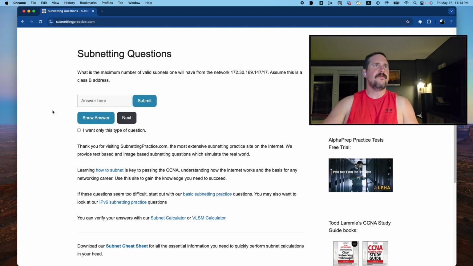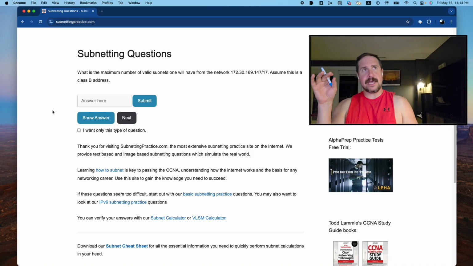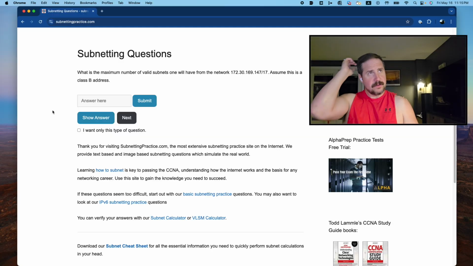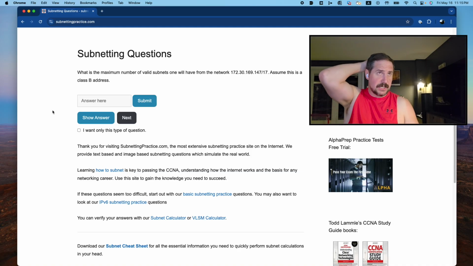What is the maximum number of valid subnets one will have from the network 192.168.147/17? Assume this is a class B address. All right, so /17. So that means we're going to be taking a chunk of the third octet. We're going to be borrowing 2 bits from the third octet. So I'm going to do that. And that means our block size is 64. All right.